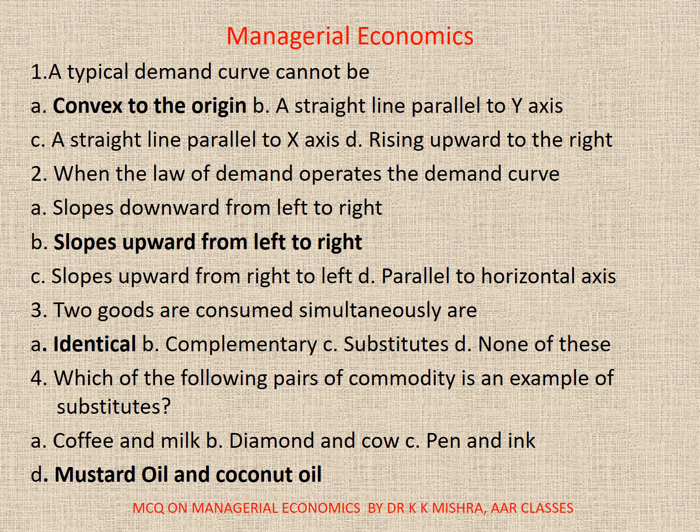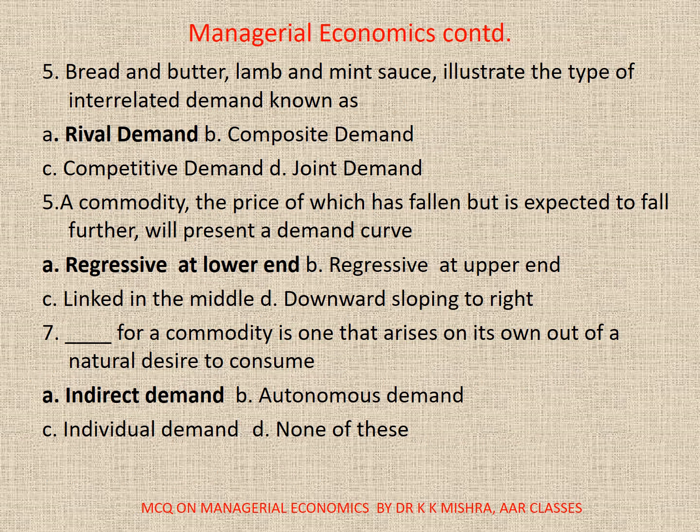Now come to the next question number 5. Bread and butter, lime and mint sauce illustrate the type of interrelated demand known as A. Rival demand, B. Composite demand, C. Competitive demand, D. Joint demand. Here correct option is A.